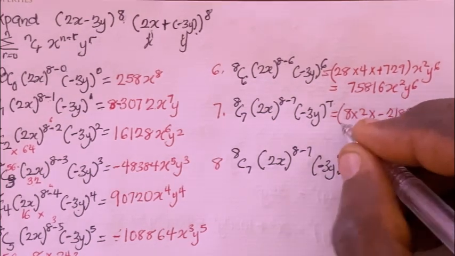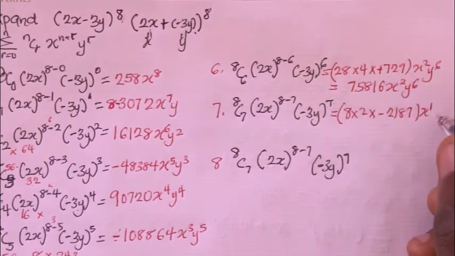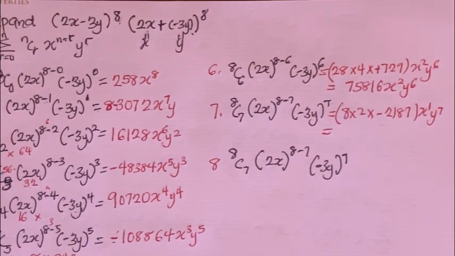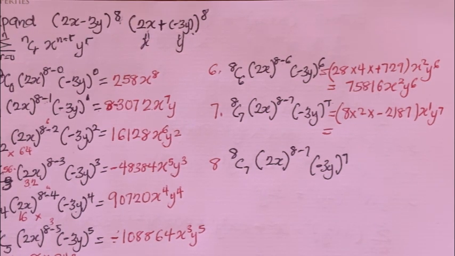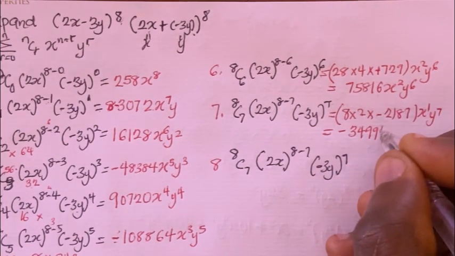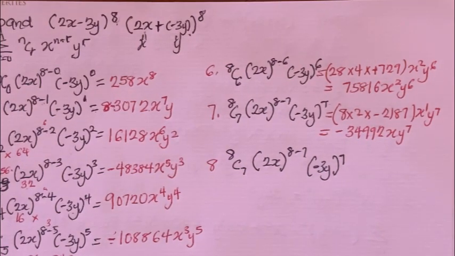Then everything here we have it in brackets. X raised to the power of what? Of 1. Then what is going to be y? Y raised to the power of what? Of 7. So if I simplify this further, I'm going to have this to be 8 multiplied by 2, right? Then multiply by minus 2187, right? This is going to be minus 34992 x y raised to the power of 7. Exactly. Then let's move to the last one.